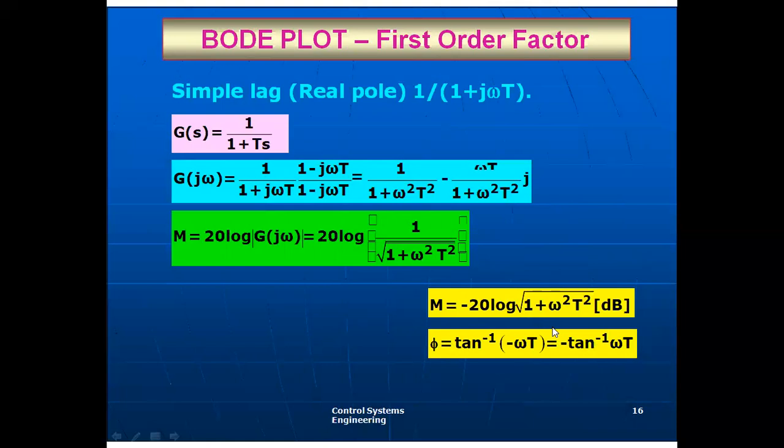So here there are three cases. One is when omega equals 1 by T, second is omega less than 1 by T, and third is omega greater than 1 by T. These three cases arise because omega can be varied from 0 to infinity. So depending upon this coefficient T, you can draw the plot.